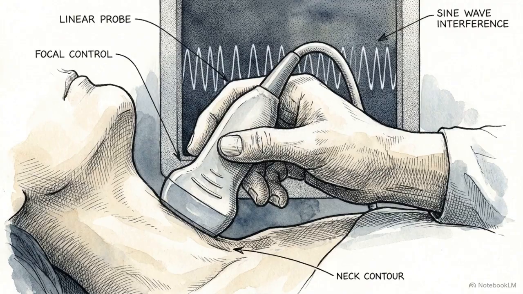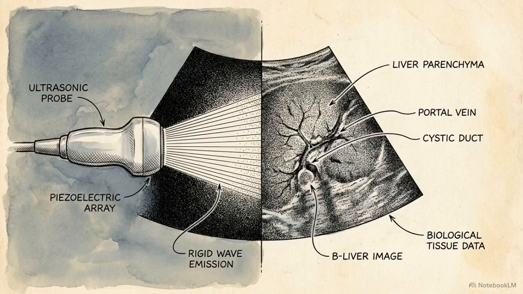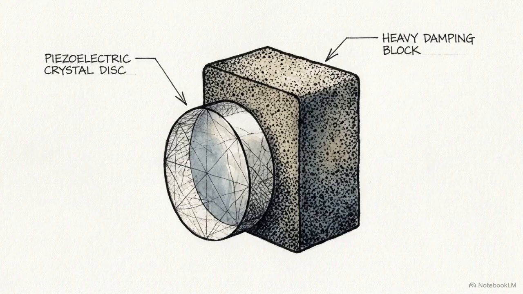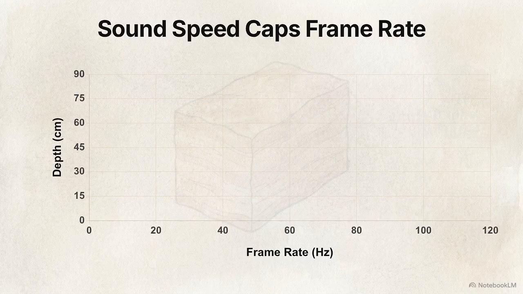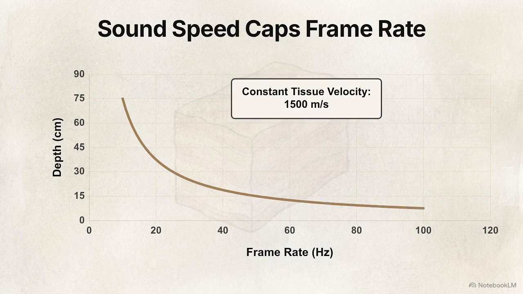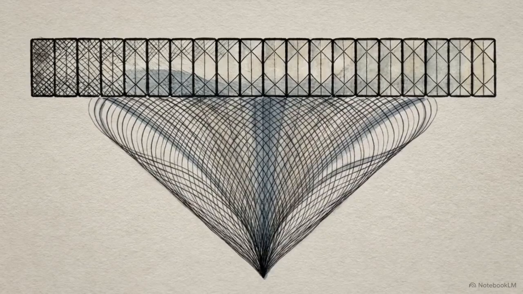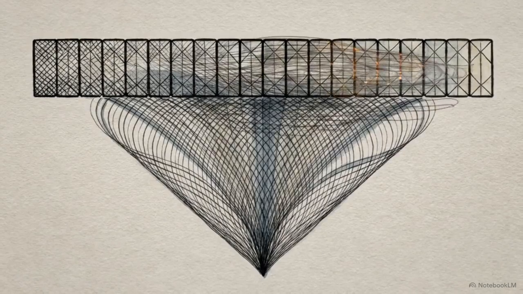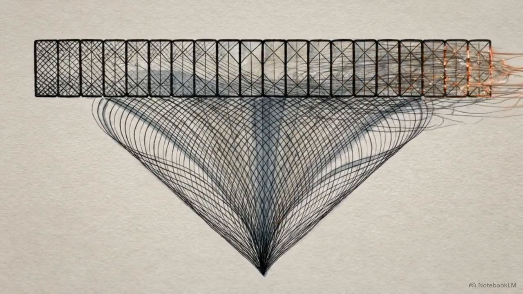Every diagnostic B-mode image represents a real-time translation of hard mechanical constraints into electrical data. The physical thickness of the cut crystal establishes the operating wavelength, and heavy backing dampening isolates the resulting pulse. The rigid 1500 meter per second speed limit of human tissue dictates the mathematical relationship between target depth and frame rate. Finally, the sequenced electronic timing across a multi-crystal array allows for precise near-field mapping and focal depth control.